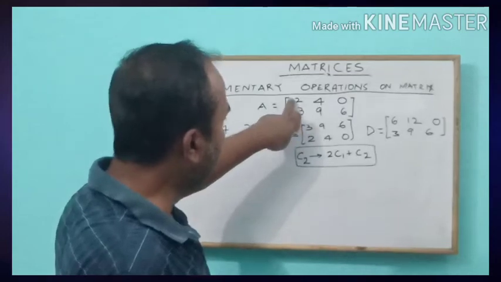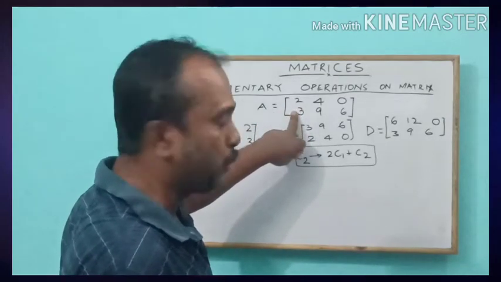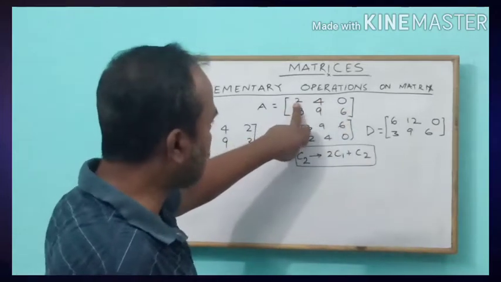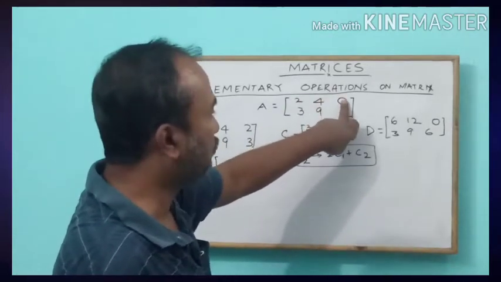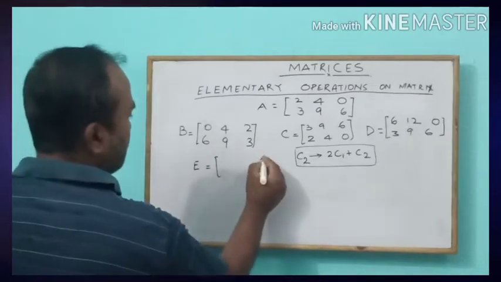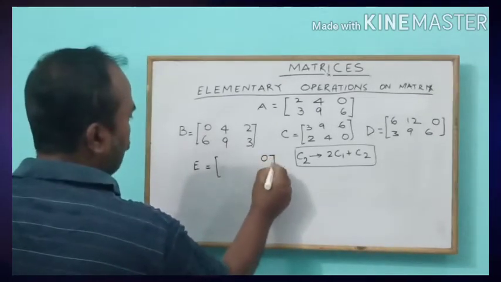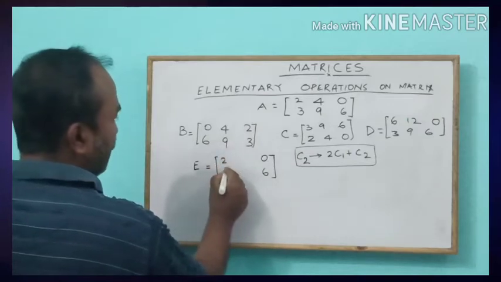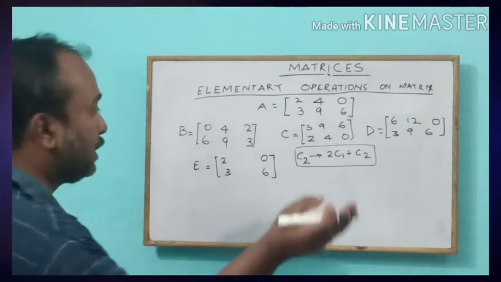By multiplying every element of the first column with 2. The third column remains as it is. We have 3 columns: first column, second column, third column. Third column remains as it is. So let us first write down the third column since it will not change. Even the first column does not change. So 2 and 3. What is going to change is only the second column.